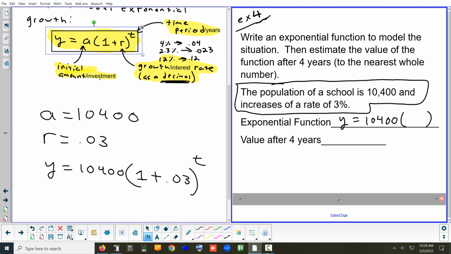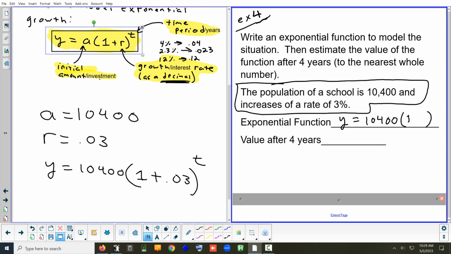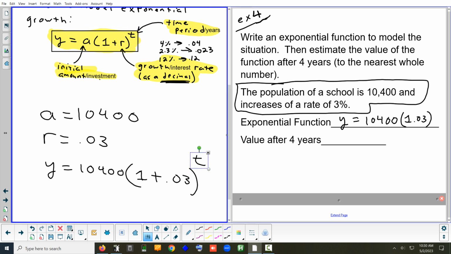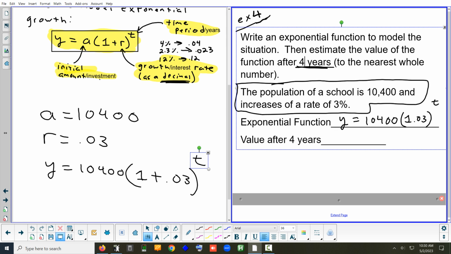times, can someone simplify that for me? What's 1 plus 0.03? 1.03. And don't forget your T. So that's your formula. And they want us to use the formula to predict how many students will be in the school 4 years from now. So where is this 4 going to go? It has to be plugged in somewhere in my formula.